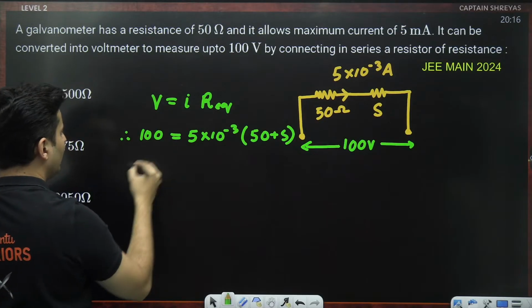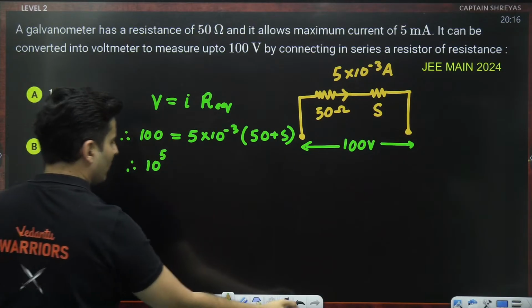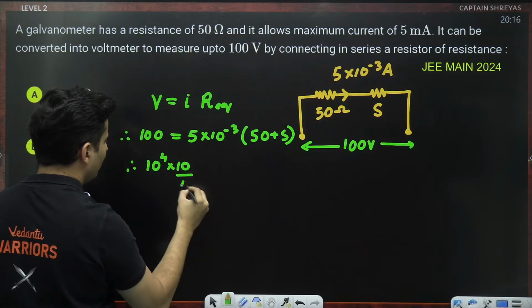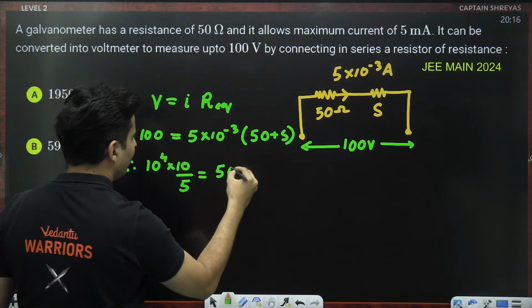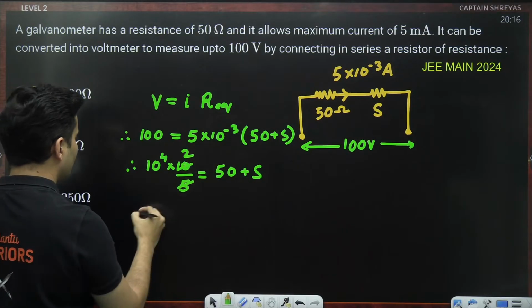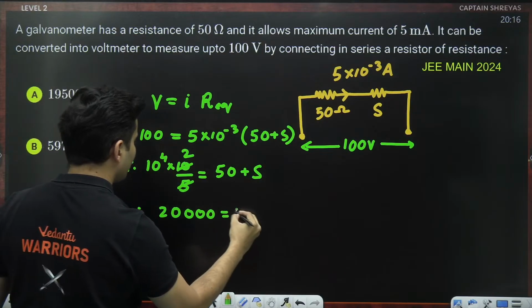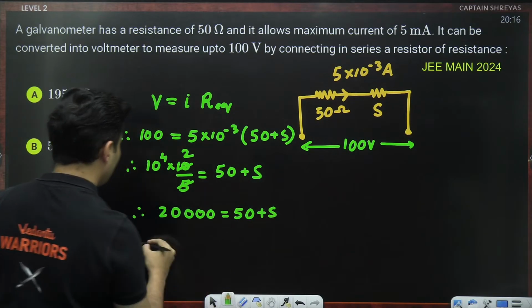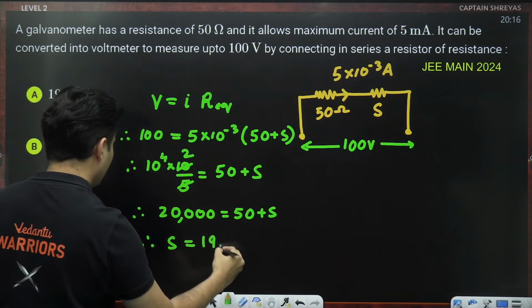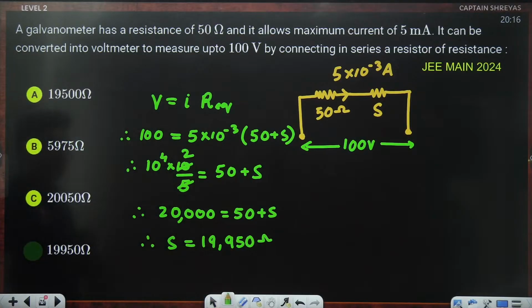Take this 10 to the power 3 to the other side, and it becomes 10 to the power 5. Or you can do 10 to the power 4 into 10, and bring this 5 down over here, so it is 50 plus S. 5 goes into 10 two times, so you have 1, 2, 3, 4 zeros, equal to 50 plus S. Therefore S will be 20,000 minus 50, which is 19,950 ohms, which is option D.